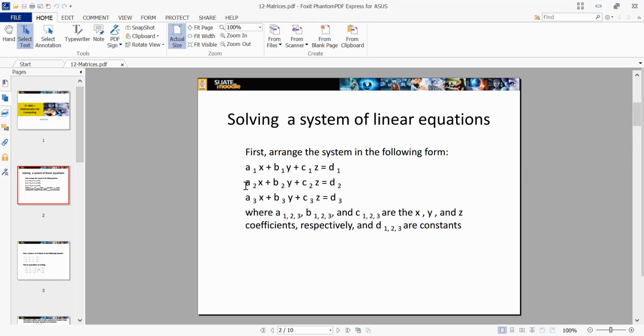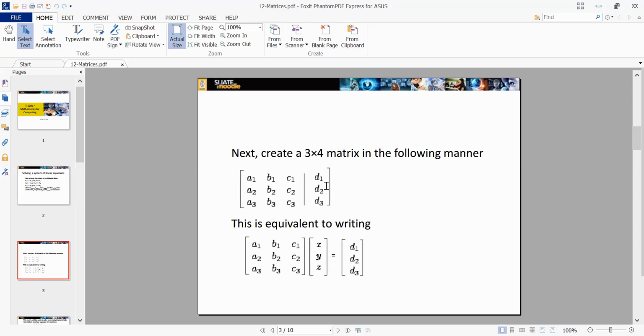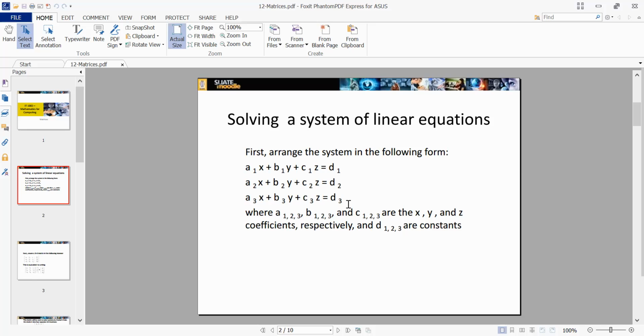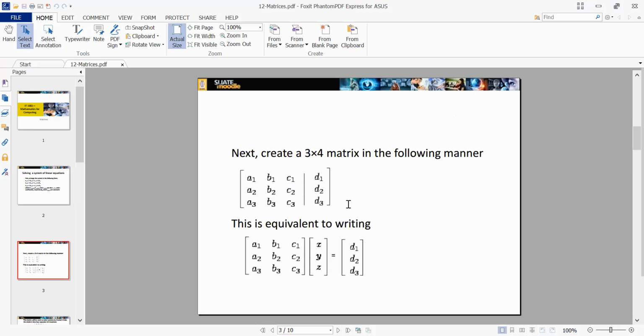Likewise, look at the second equation. This is a2x plus b2y plus c2z equals d2. Therefore, it will be a2, b2, c2, and d2. Likewise, you have to write down the third equation also in this format. Now, this is the first form that we have to derive from the given linear equations. This is the first step.